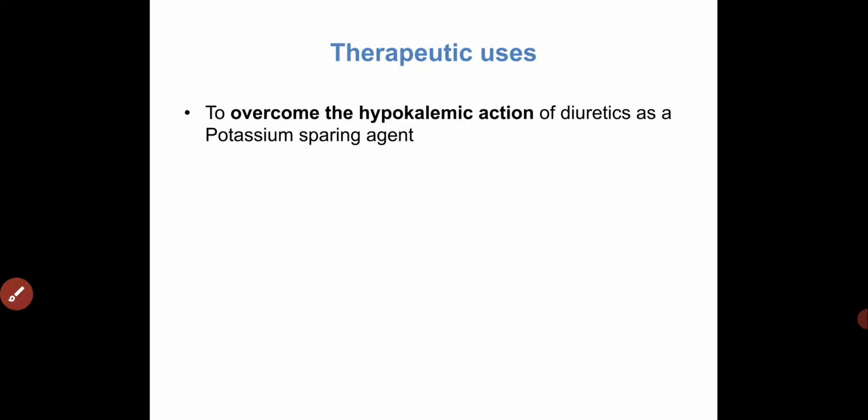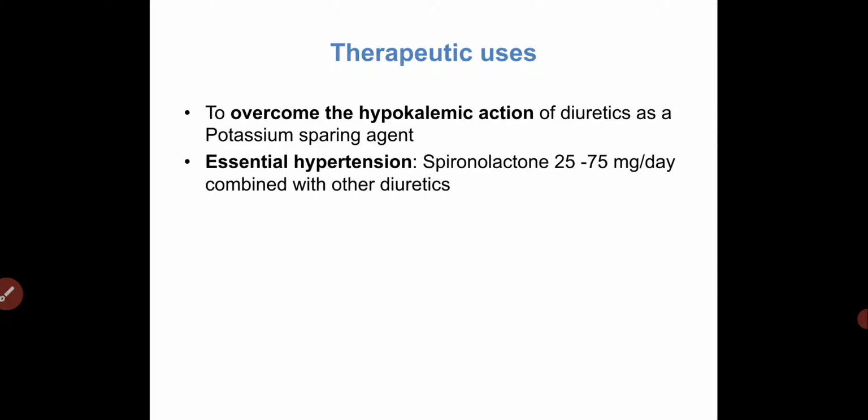Then the therapeutic uses. It is a weak diuretic acting on the collecting duct, so it is potassium sparing. We use this potassium sparing agent combined with other diuretics to overcome the hypokalemic action of loop diuretics and thiazide diuretics. It is also useful in essential hypertension, but not as a first choice; it is combined with thiazide diuretics to overcome the hypokalemic action, and the dose is 25 to 75 milligram per day. It is also useful in heart failure, but it should be combined with other diuretics.